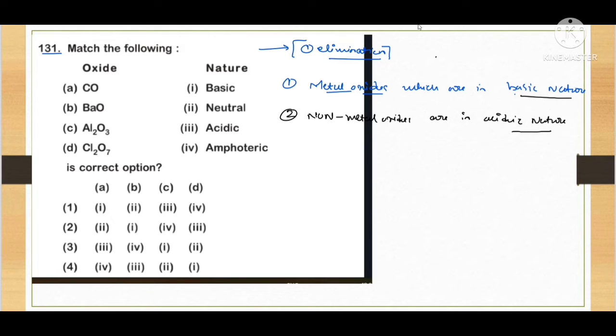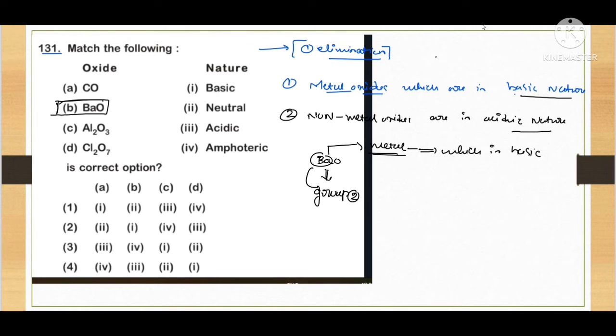Okay, now let us verify the question. Here, randomly I choose barium oxide. We know that barium oxide belongs to group 2 element, so it is a metal. Just now we discussed that metal oxides are basic in nature. Barium is a group 2 element, that's why this metal oxide is basic in nature.